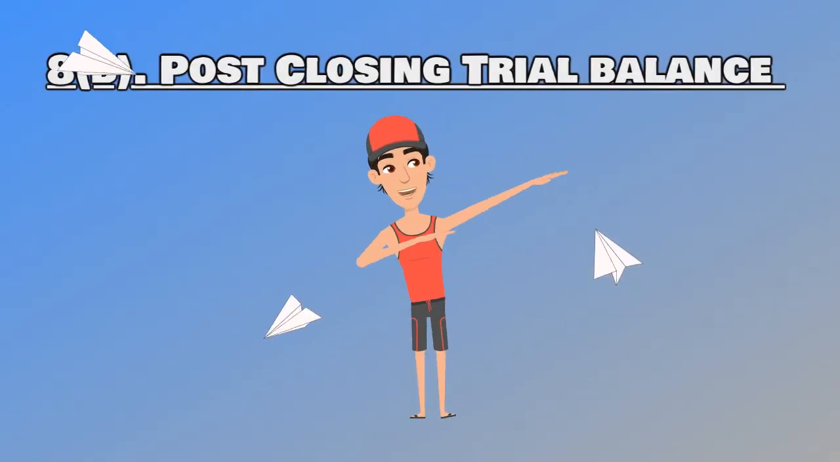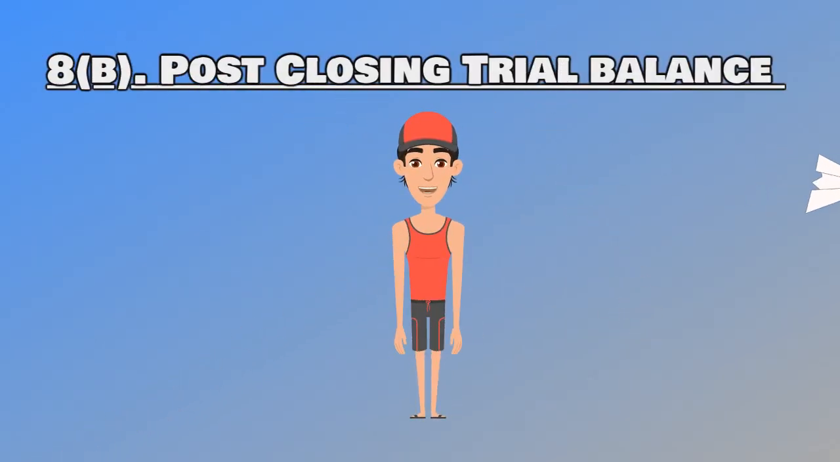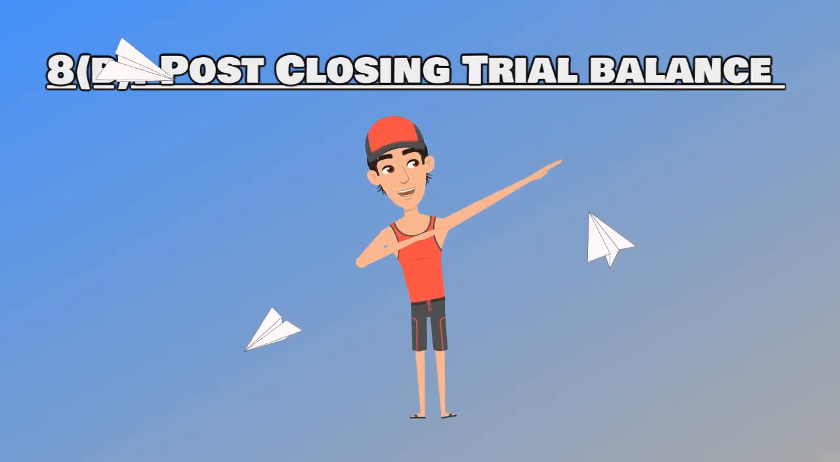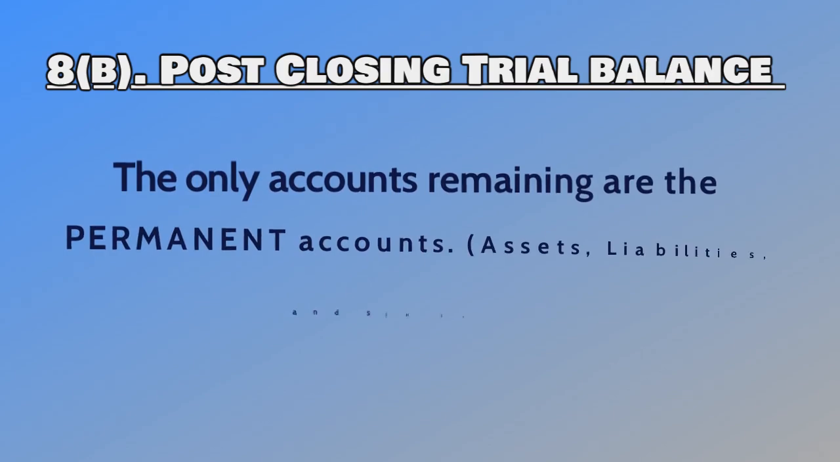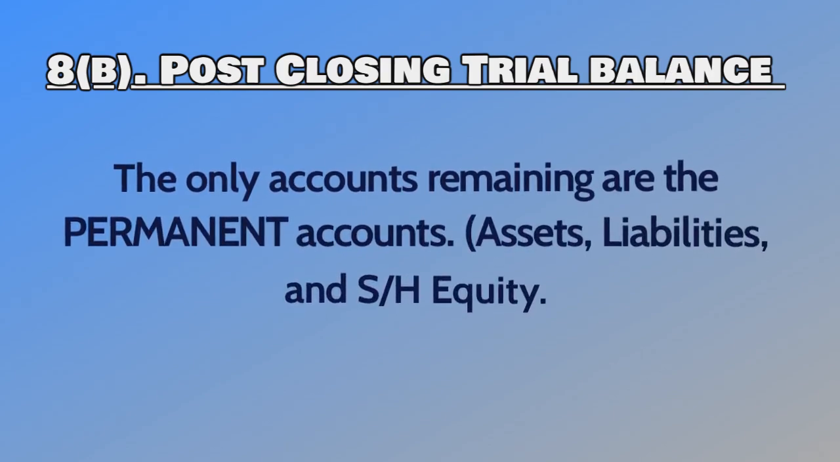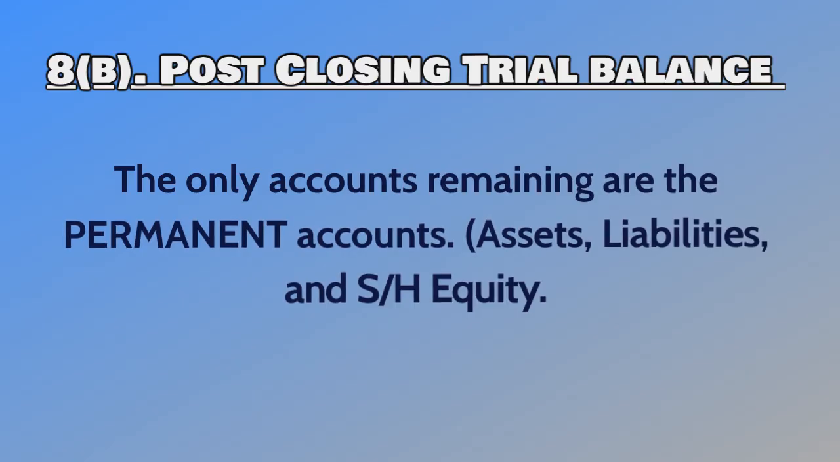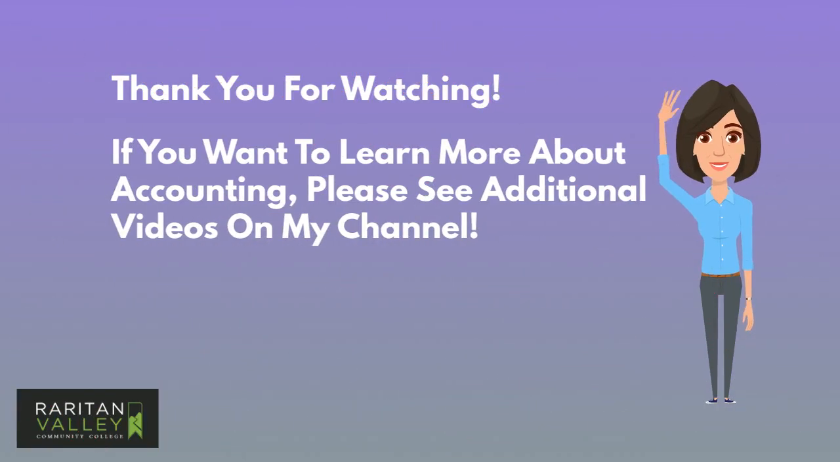We actually need to prepare just one more trial balance, a post-closing trial balance. Post means after, so after the closing entries. Get it? At this point, we reset all the temporary accounts, so what we're left with are the permanent ones: assets, liabilities, and stockholders' equity. That wraps up the accounting cycle.